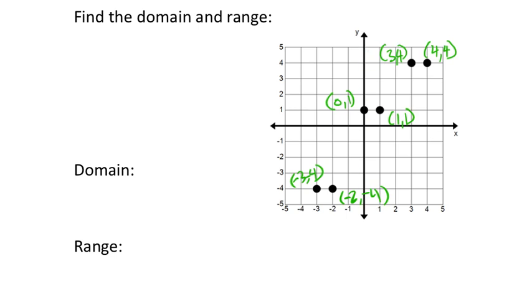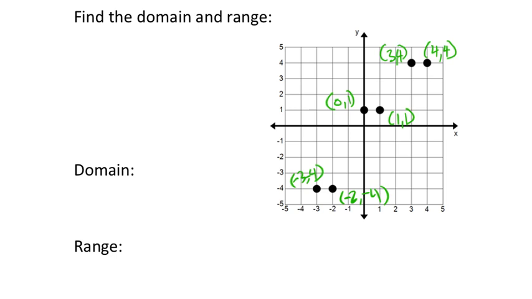Now notice it's not asking if it's a function, which we could do. We could do the vertical line test on this one, and it would pass, by the way. This one will pass the vertical line test. So it is a function, not that we care. What we are concerned about first is domain.